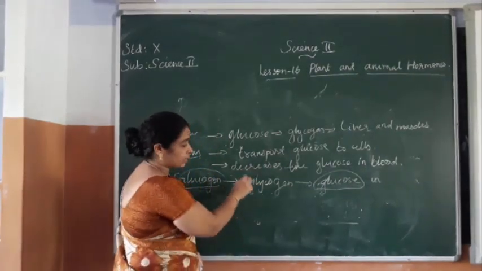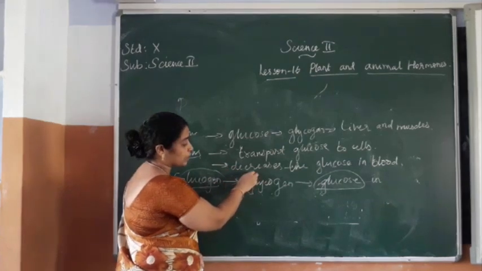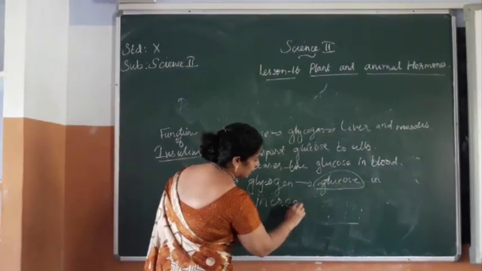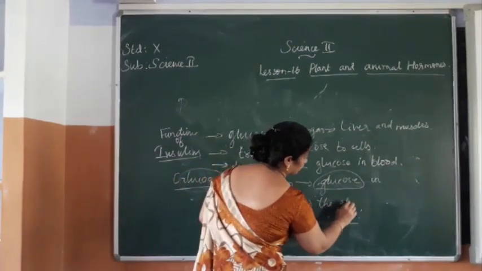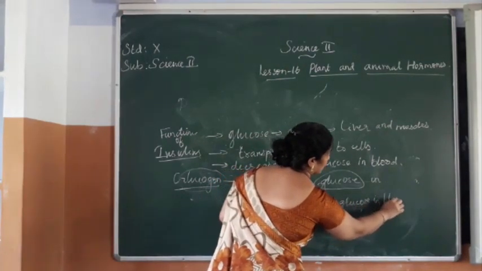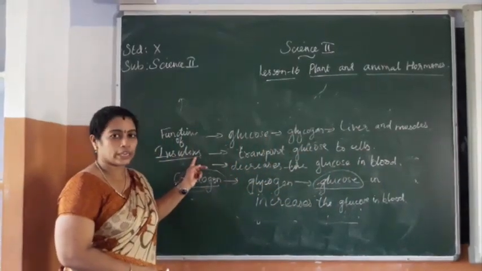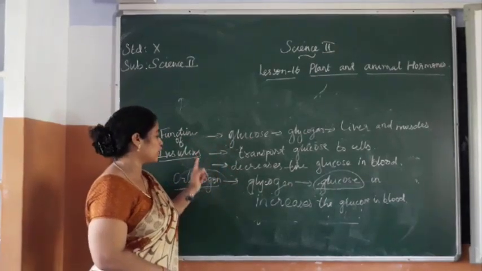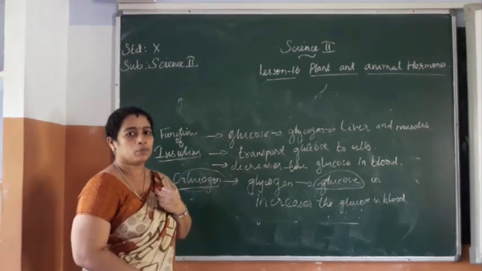First, insulin decreases the blood sugar level, but glucagon increases the glucose in blood. So that is the opposite function. It has the opposite function of insulin. Both insulin and glucagon combine together to maintain our body's blood sugar level.